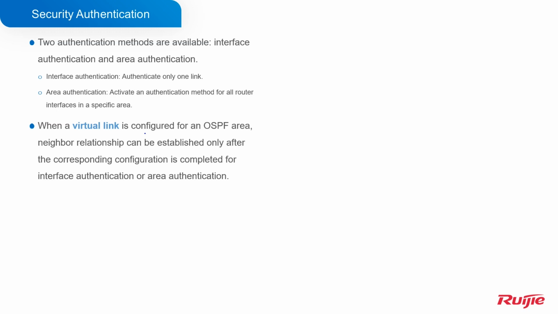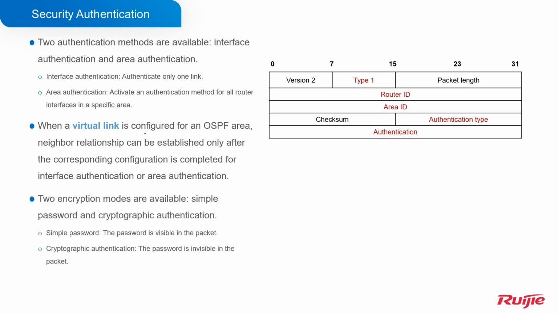So here we can see the format of our packet. Actually, we have known this format, right? It's the packet encapsulation, and we can see here version 2, type 1, packet length, router ID, area ID, checksum, authentication type, and authentication. So here is type 1. It means this packet is a hello packet, right?